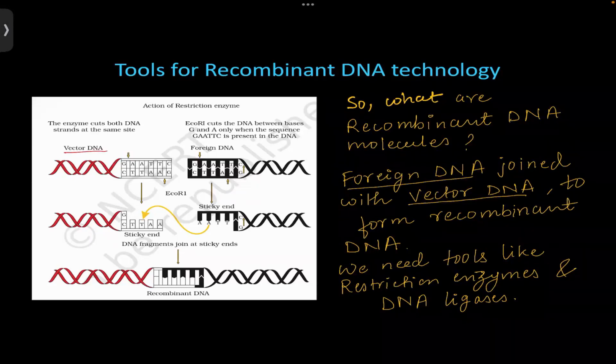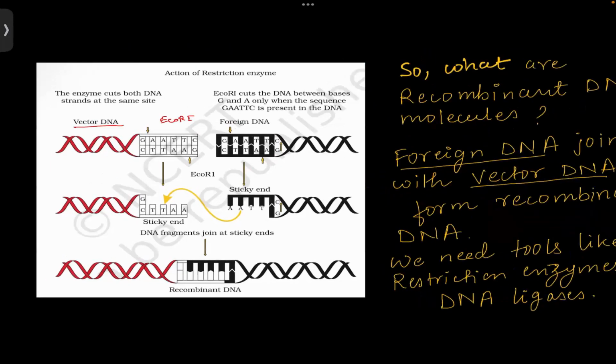It is also having the recognition sequence for EcoR1, right? And this is another DNA molecule which is also having sequence for EcoR1. Here it cuts like this, okay? Cuts like this between G and A. So after it has cut, these portions are removed. Here also these portions are removed, leaving behind two sticky ends.